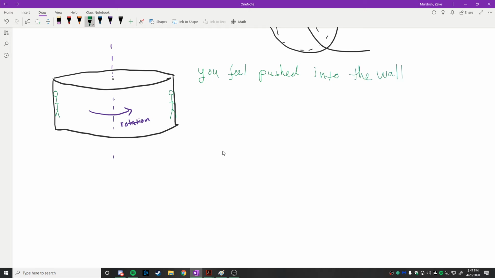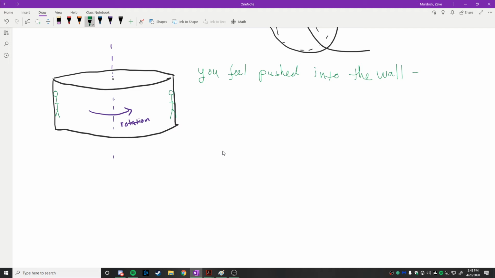Okay, Dawes says the normal force of the wall. That's a very good way of putting it. You feel pushed into the wall. Really what you're feeling, as Dawes says, is what's called a normal force, right? The wall pushes on you, and so you feel pushed into the wall. That's how it works.